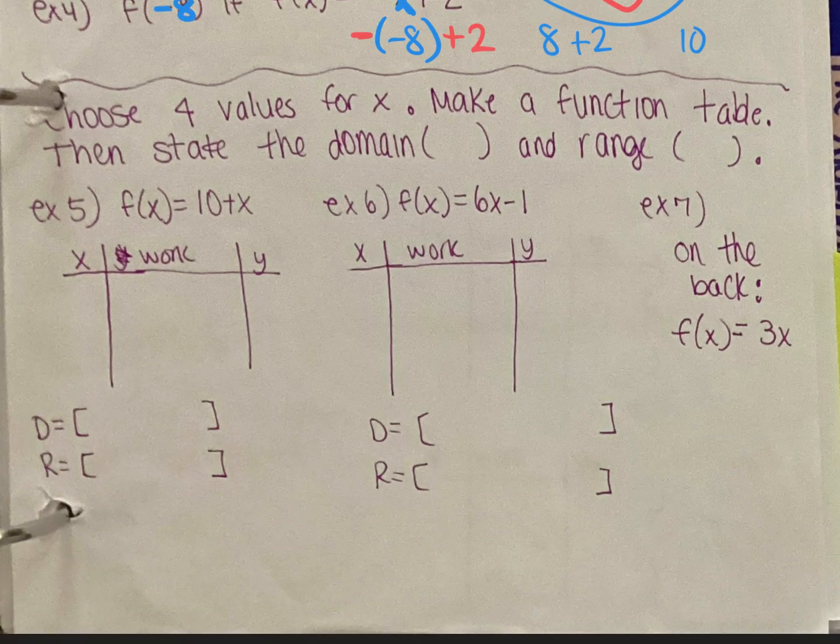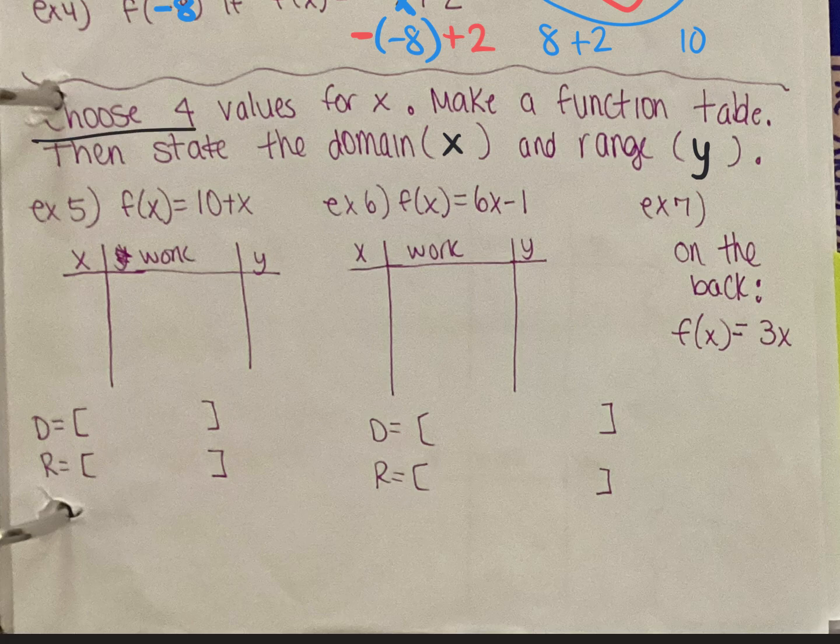All right, the next section, your homework is going to say choose 4 values for x. Make a function table. We've been making tables, however, this table has 3 sections. We've been making tables that had 2 sections. Then state the domain and the range. Domain is just a fancy way of saying, tell me all of the x answers. Range is telling me all the y answers, the y numbers.